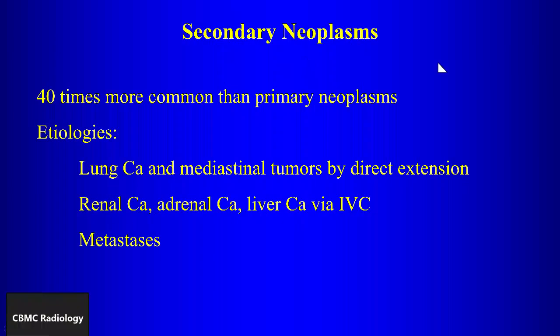That's always the first thing to think of. So these secondary neoplasms are 40 times more common than primary neoplasms: lung cancers, mediastinal tumors by direct extension, renal, adrenal, liver via the IVC, and of course metastatic disease. So whenever you're dealing with what looks like a cardiac neoplasm, always think metastatic disease first, because that's far more common than primary cardiac neoplasms.